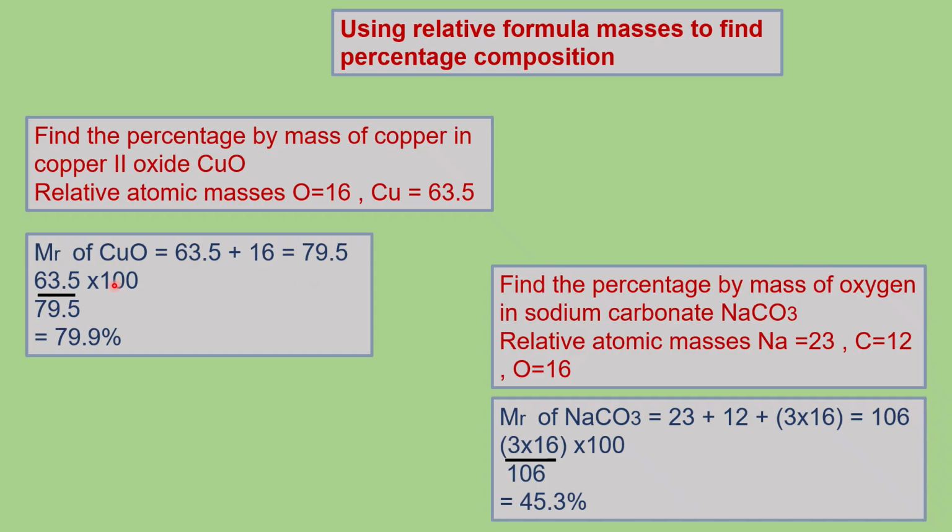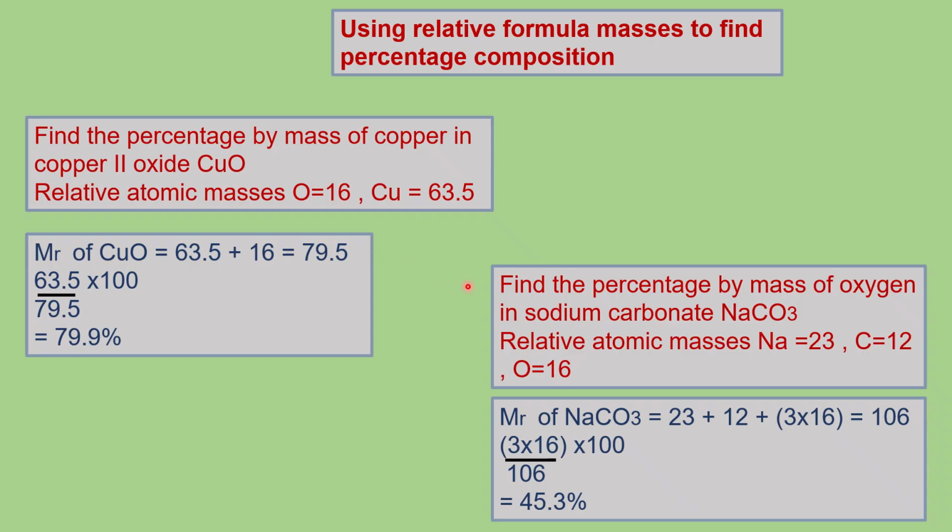We need to find the percentage of copper by mass. So it is 63.5 divided by the 79.5 we calculated, and because we want it as a percentage, we multiply times 100. So 79.9% of copper oxide is copper by mass, and the rest, which is about 20.1%, is oxygen.